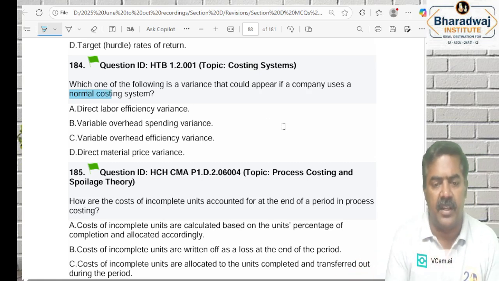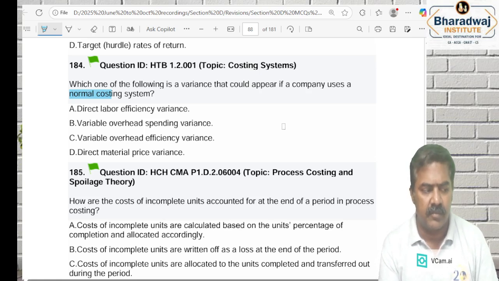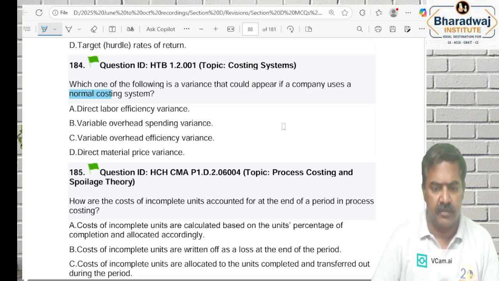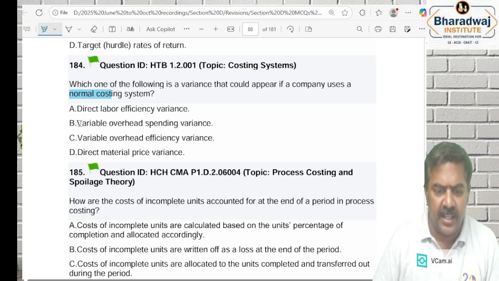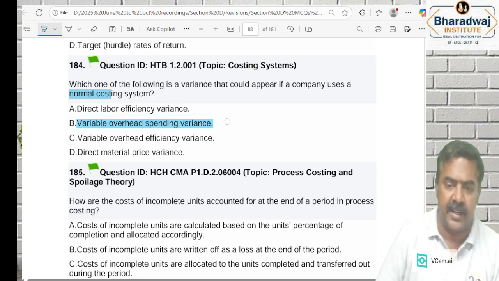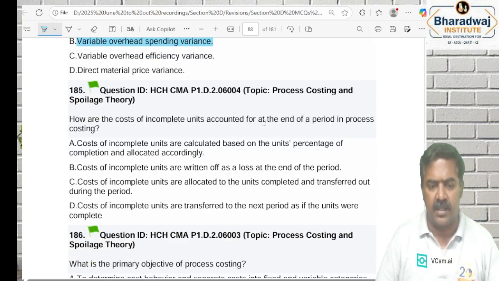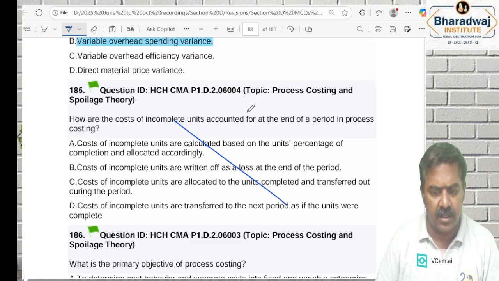Material and labor, we take actual rates. Spending. Overhead spending variance is possible because overheads alone we take at a predetermined rate for the actual hours. For the actual hours, spending variance can come. So this equivalent production concept is not covered. Remove it.